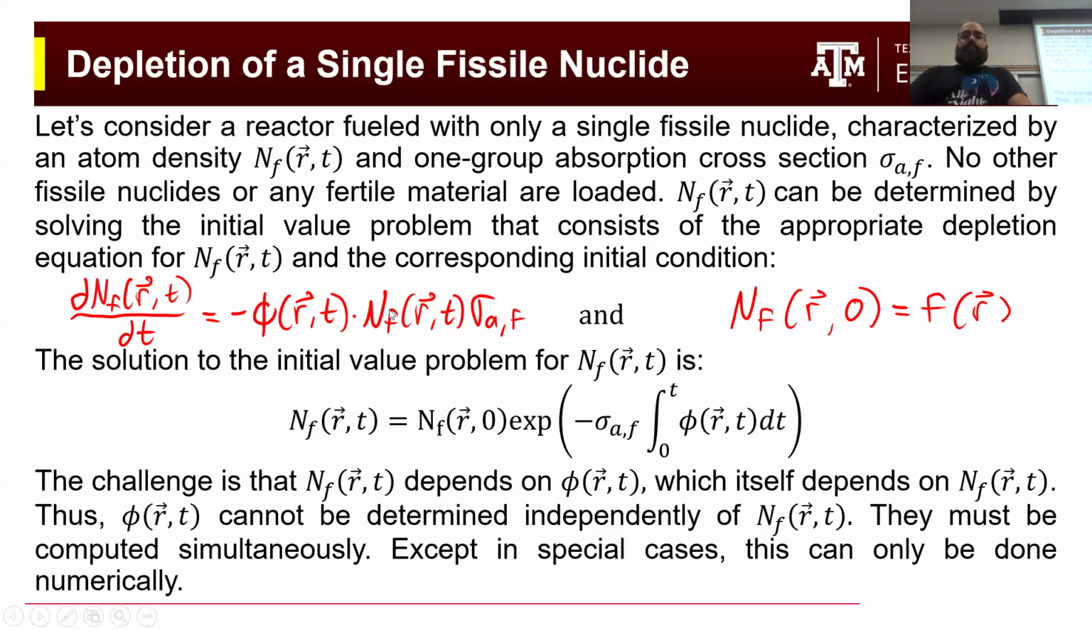Notice that this is also just a separable differential equation. I could put my NF on one side, move my dt to the other side, and integrate both sides. On the left, I'd be integrating over the concentration. On the right side, I'd be integrating over time. But the flux itself depends on time, so in my solution I'm going to have an integral of that flux with respect to time, because I would need to know the flux as a function of time to integrate it.